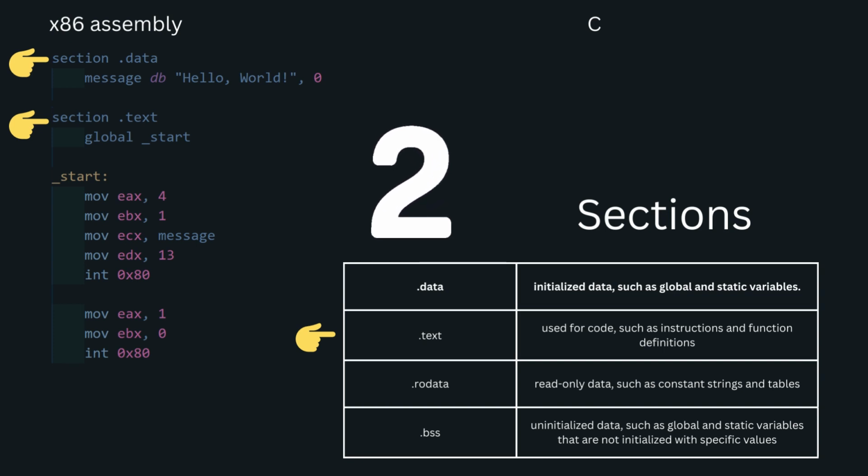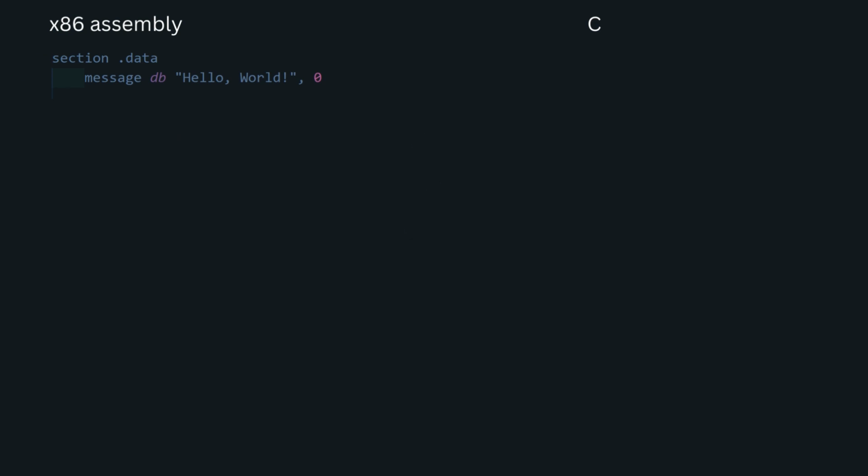There are many other sections in assembly, but in our case, we want to store the value that we want to be printed in a variable, and that is going to be the message variable. And we have to do it in the data section because it has been declared and it has a value, which means it has been initialized.